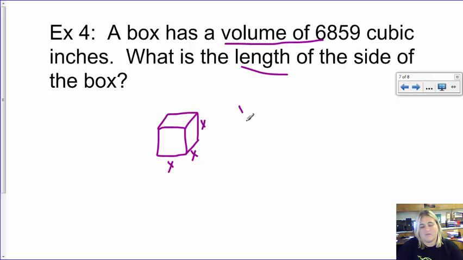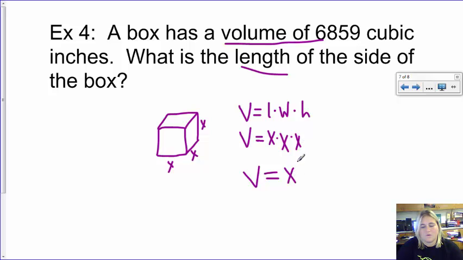So the volume is equal to length times width times height. Well, we now know that it's a cube, so it's going to be x times x times x, which is the same as saying that the volume is equal to x to the first times x to the first times x to the first, which gives me x to the third, or x cubed. And they've given me the volume, so I could plug that in: 6,859 cubic inches is equal to x cubed.